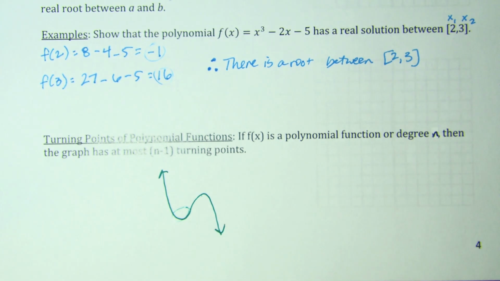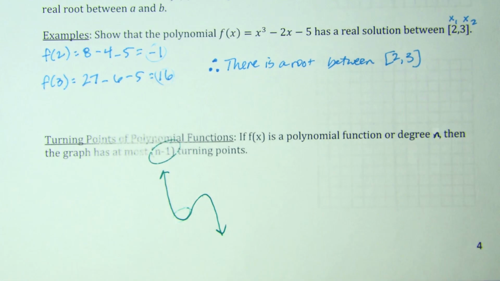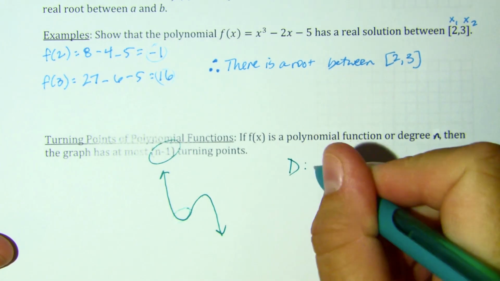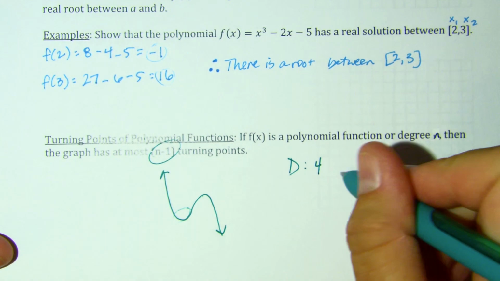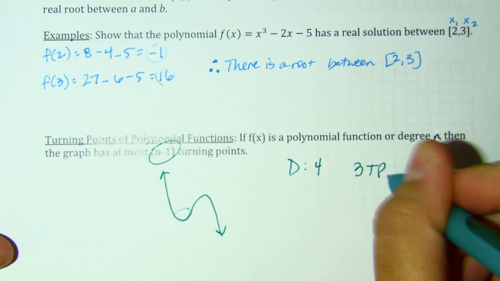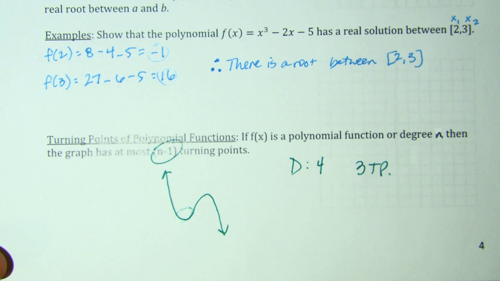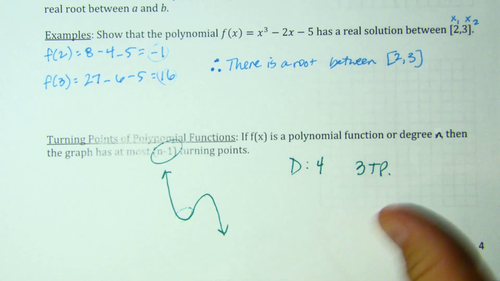So the number of turning points that a polynomial can have is at most n minus 1. So if the degree is 4, it can have at most 3 turning points. Okay, so it doesn't mean it definitely has 3. It just means it can't have more than 3. That's the maximum number of turning points that it could have.